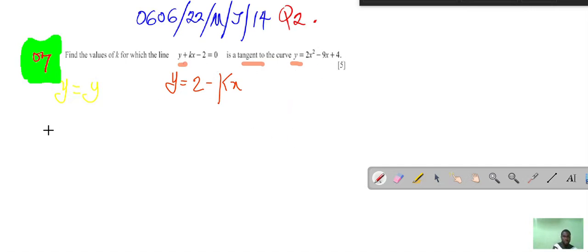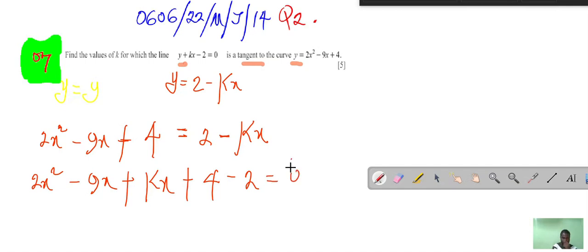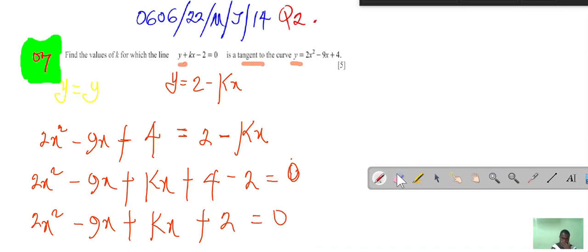So I can say y equals y. So 2x squared minus 9x plus 4 equals the other value of y, 2 minus kx, as we have rightly said. So you have 2x squared minus 9x plus kx plus 4 minus 2 equals 0. If it's a tangent to the curve, we use b squared equals 4ac.